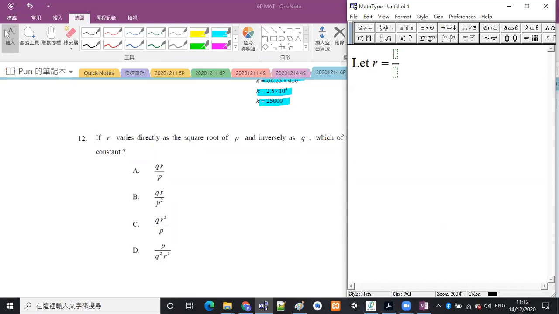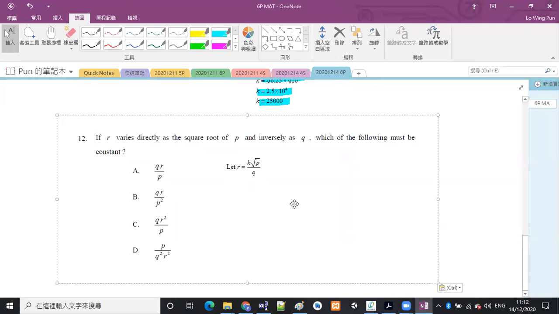be directly as the square root of P, so K times square root P, and then inversely as Q, so we have Q here. Okay, we let R be this.